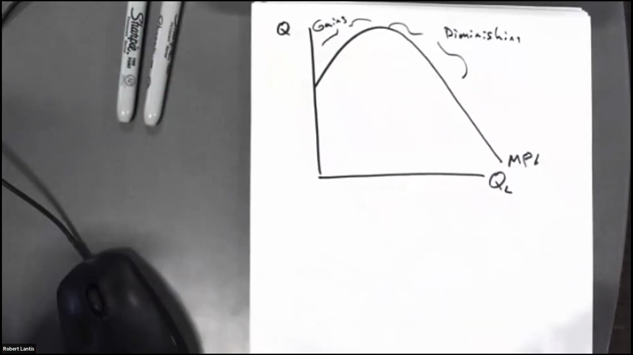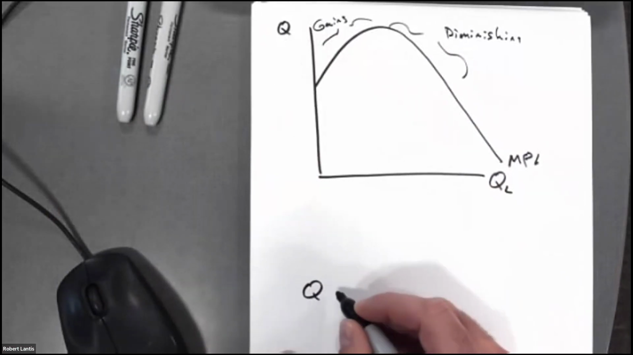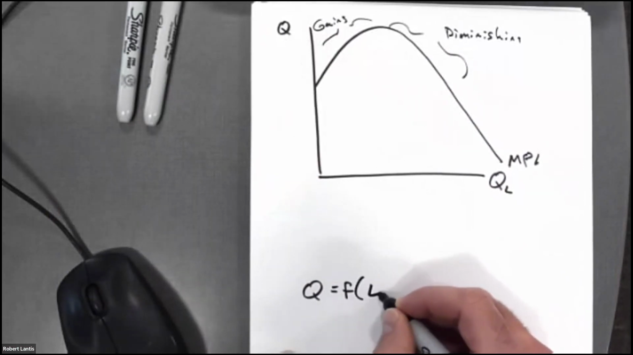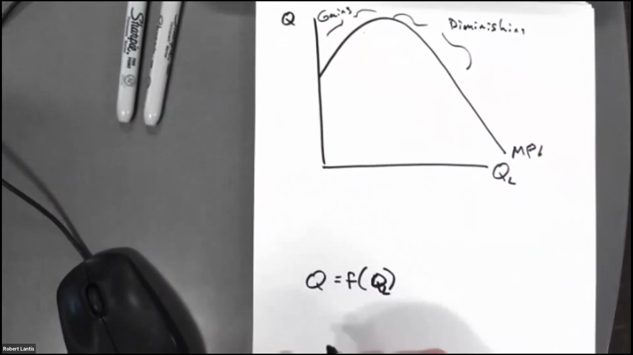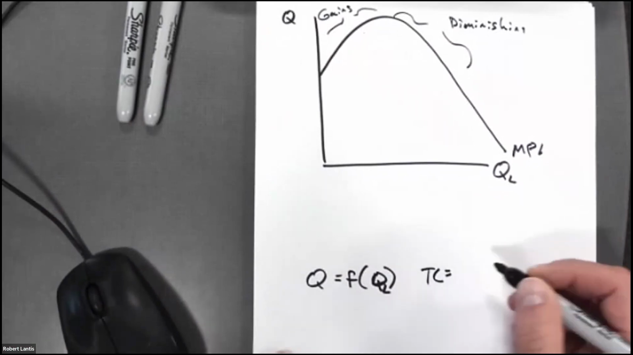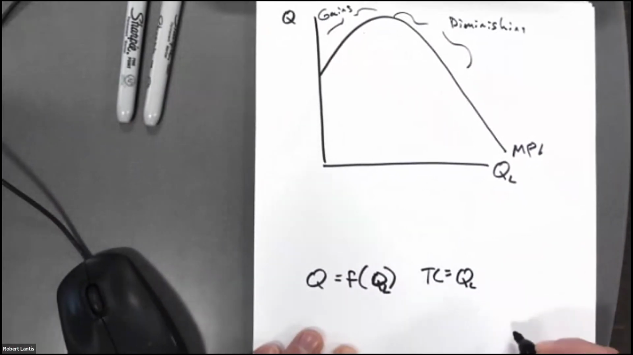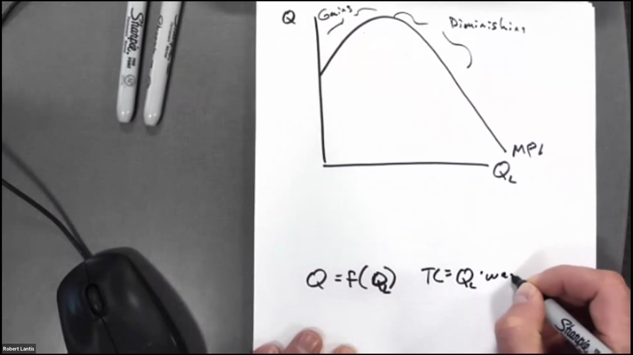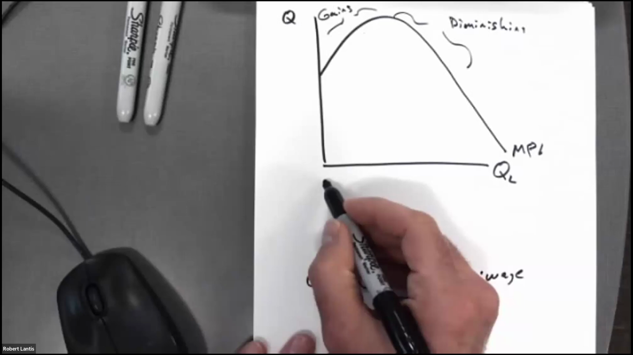Because my total cost, I can think about this quantity, is a function of the quantity of labor. When I was calculating total costs, it was quantity of labor times a wage. Notice I've got the quantity of labor in each one, so they're going to be related.